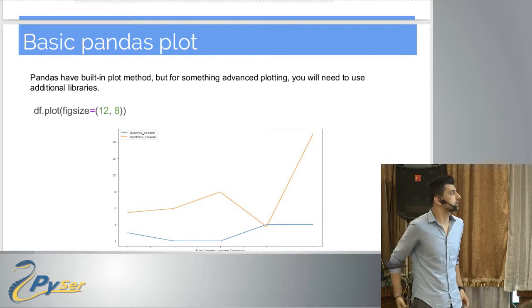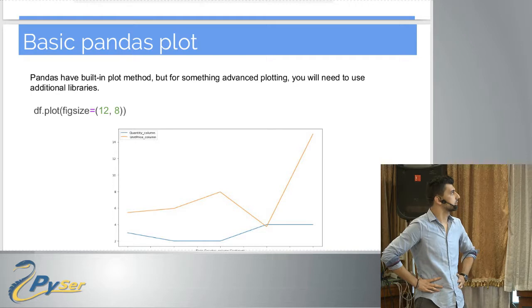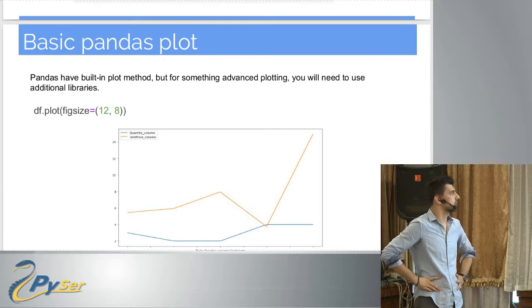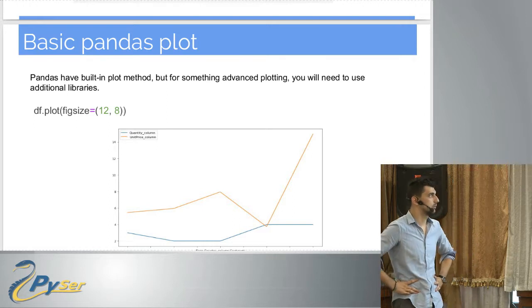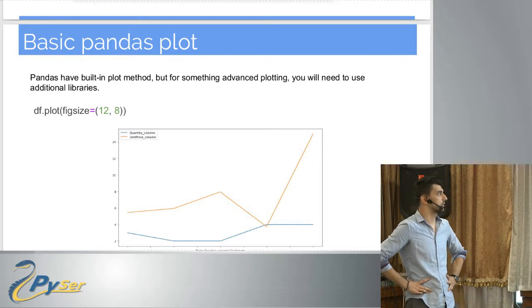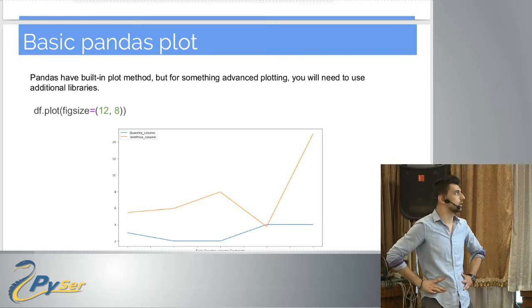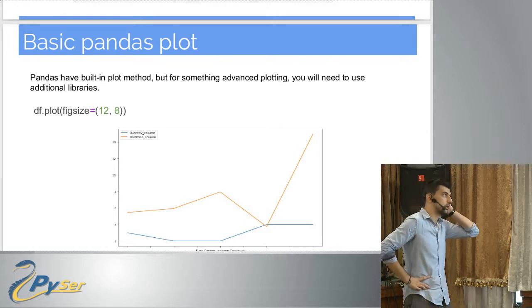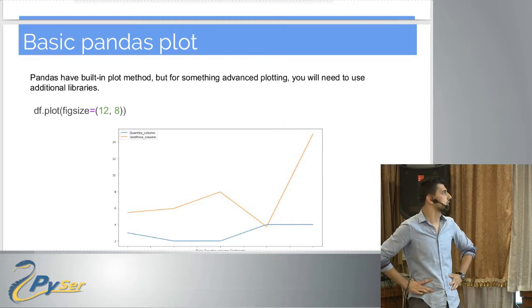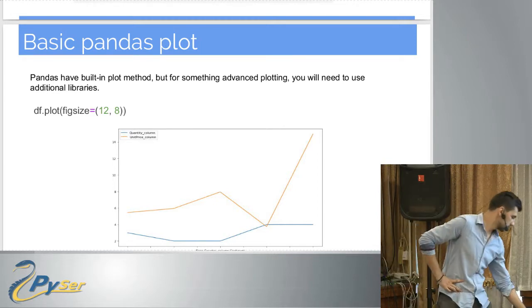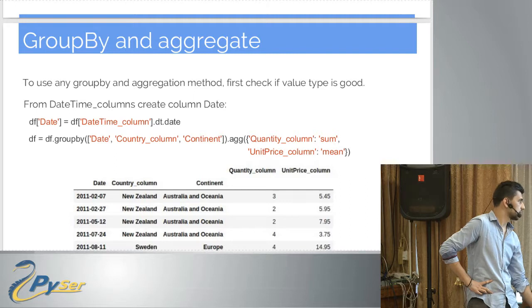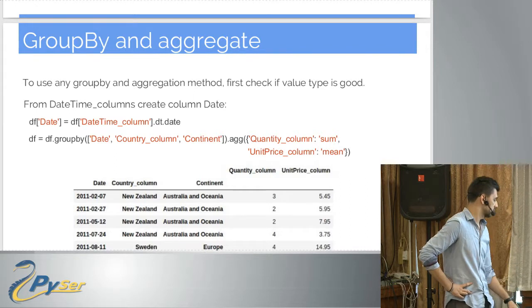And as I saw in the agenda, the last step was basic plotting in Pandas, but it's really simple, of course, as everything previous. Pandas has a built-in plot method, but for something more advanced, I recommend you use some additional libraries that can create plots by adding layers one to each other. In this plot we see how the values of the quantity column and unit price column change through dates shown in the first column.